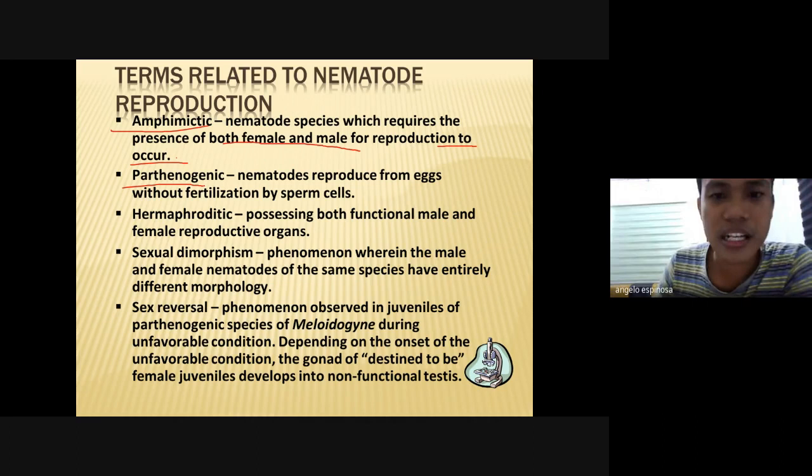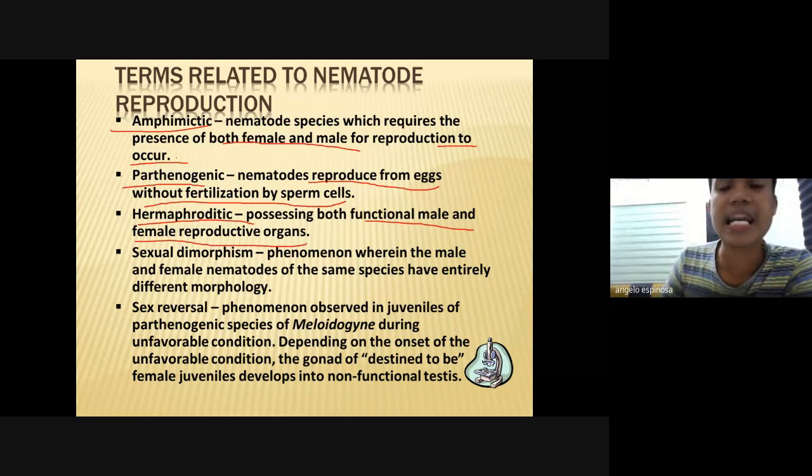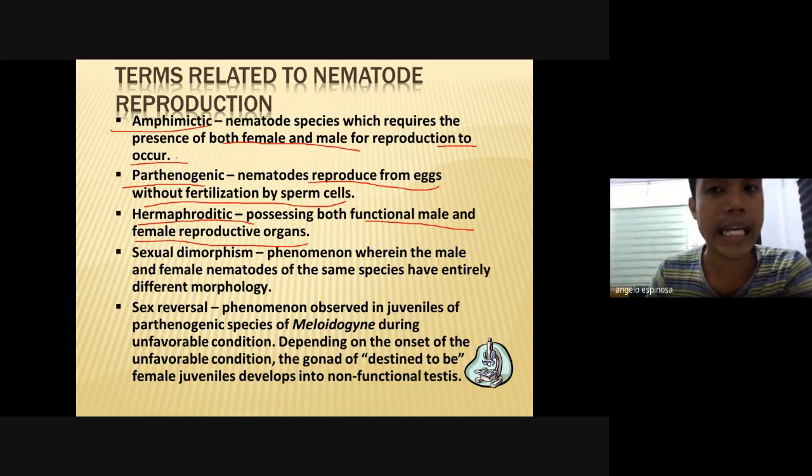Nematodes reproduce from eggs without fertilization by sperm cells. No fertilization is happening. Okay, we have hermaphroditic, possessing both functional male and female reproductive organs. Ibig sabihin, sa isang nematode, meron siyang functional na male and female reproductive organs. Hindi niya na kailangan ng male or female, kasi meron naman siya. It can be fertile on its own. It can produce its own eggs. That is the hermaphroditic type of nematodes.